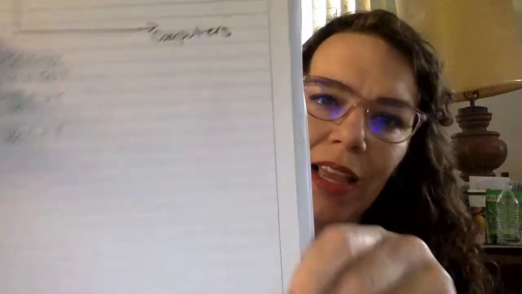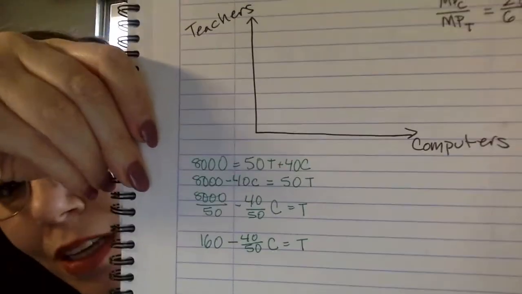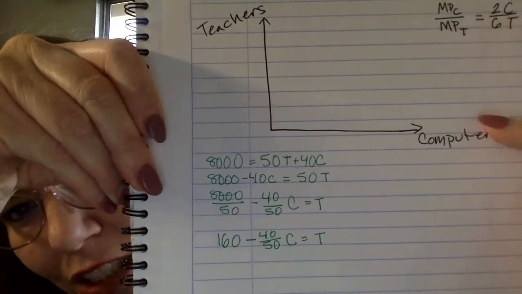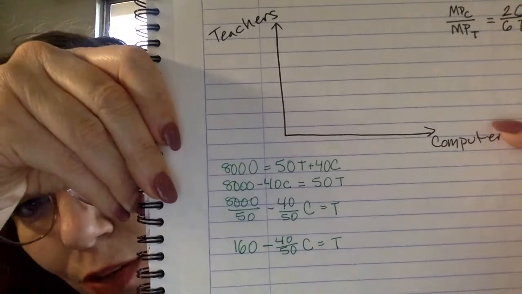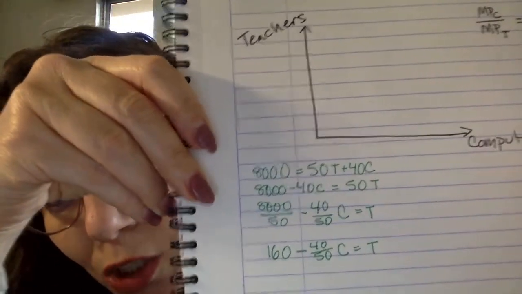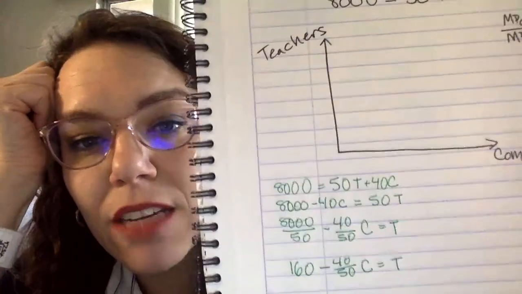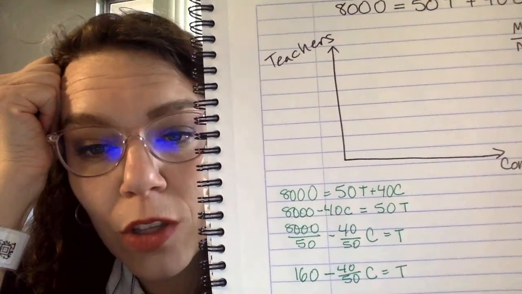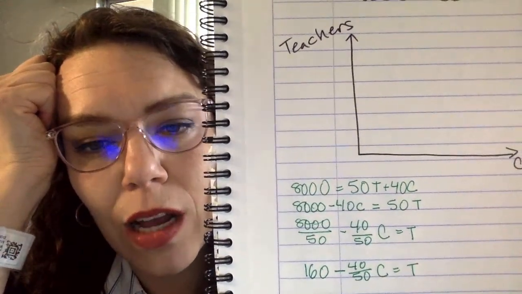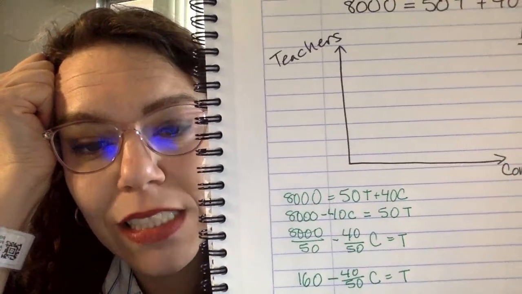So what you do is you go ahead and solve for t in terms of c. So we find out that if we subtract $40 per computer from both sides, and then divide both sides by 50, you get one teacher is equal to negative 40 over 50 computers, subtracted from 160. And so what you get is that the budget constraint slope is the ratio of those two prices.